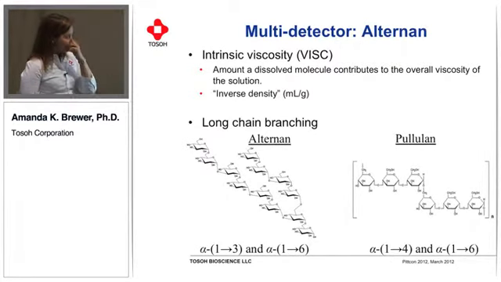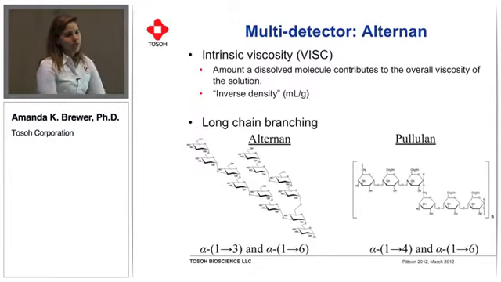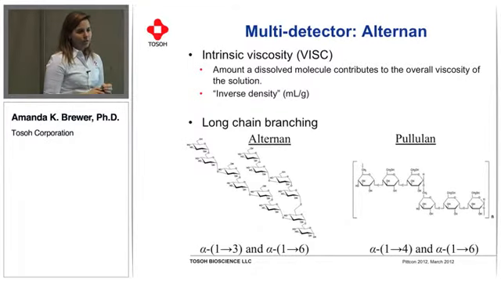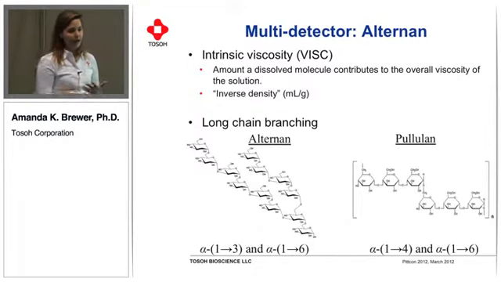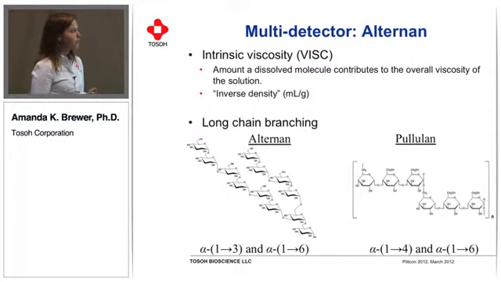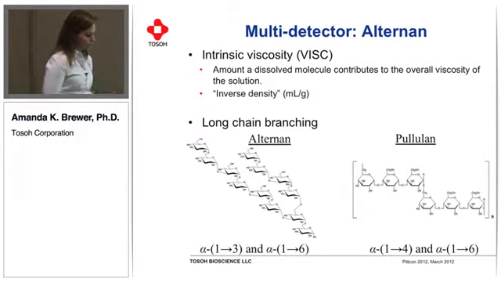So in general, the viscometer gets the intrinsic viscosity. You can think of this as an inverse density. It has the units that are inverse of density, milliliters per gram. And by definition, it's the amount a dissolved molecule contributes to the overall viscosity of the solution.